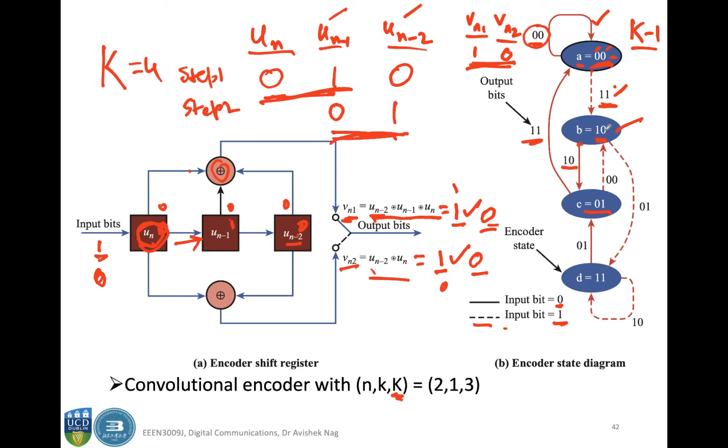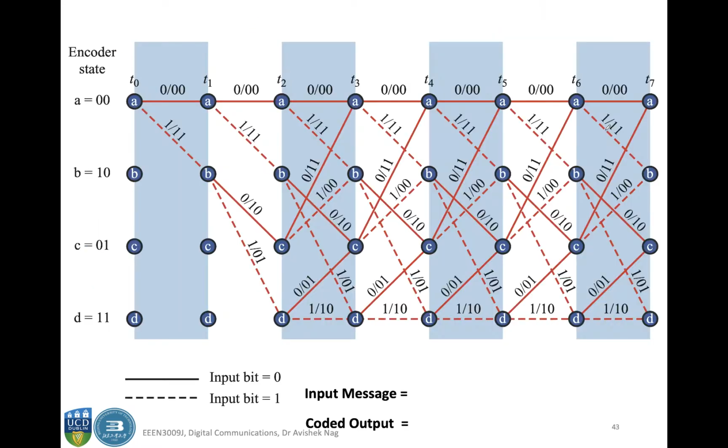So to make things easier, you define a trellis diagram. This diagram might look complicated also, but it is easier to work with. So this is called the trellis diagram, and I will explain this part by part. Let's say these were the 4 states that you had, as you saw in the previous slide: A, B, C, D. A is 0 0, B is 1 0, C is 0 1, and D is 1 1, right?